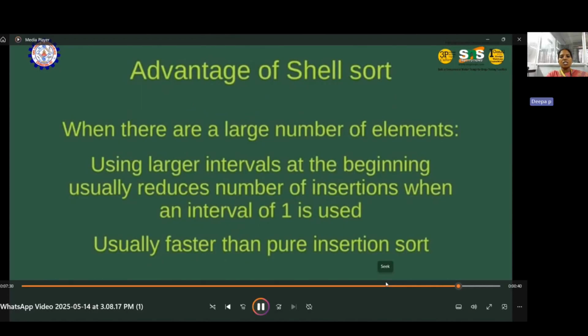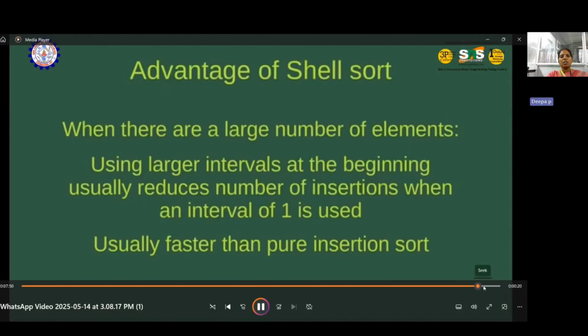When there are a large number of elements, using larger intervals at the beginning usually reduces the number of instructions when an interval of 1 is used. It is usually faster than pure insertion sort.